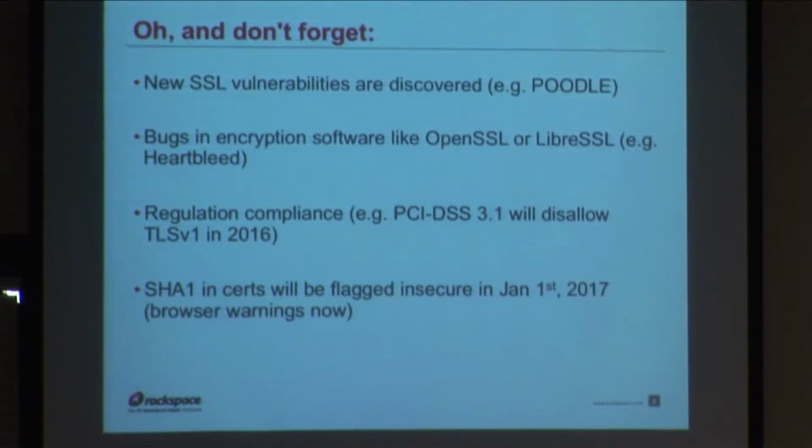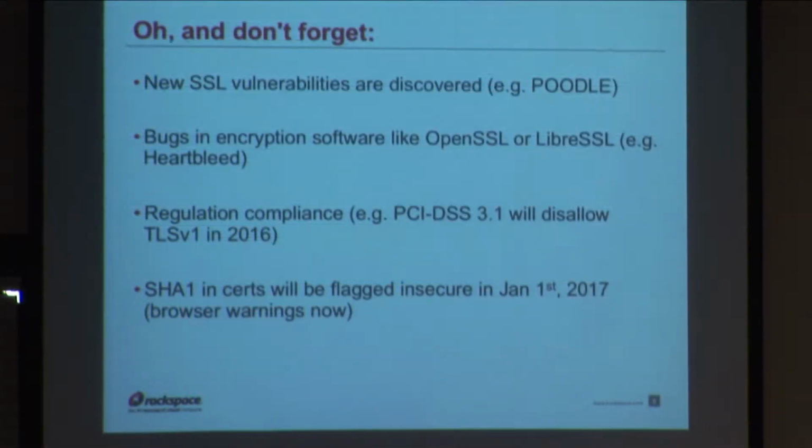So there are always new vulnerabilities. Poodle is one of many, and this one is in the actual SSL protocol itself. Poodle is an attack on SSL v3 specifically. You also get bugs in the actual encryption software.